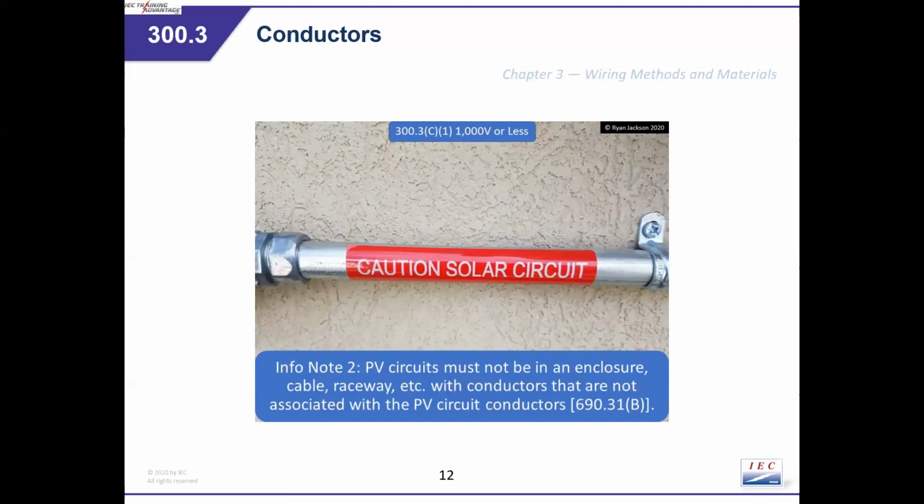Another informational note is PV circuits, photovoltaic circuits, must not be in an enclosure, cable, raceway, etc., with conductors that are not associated with the PV circuit conductors. Some additions to 690.